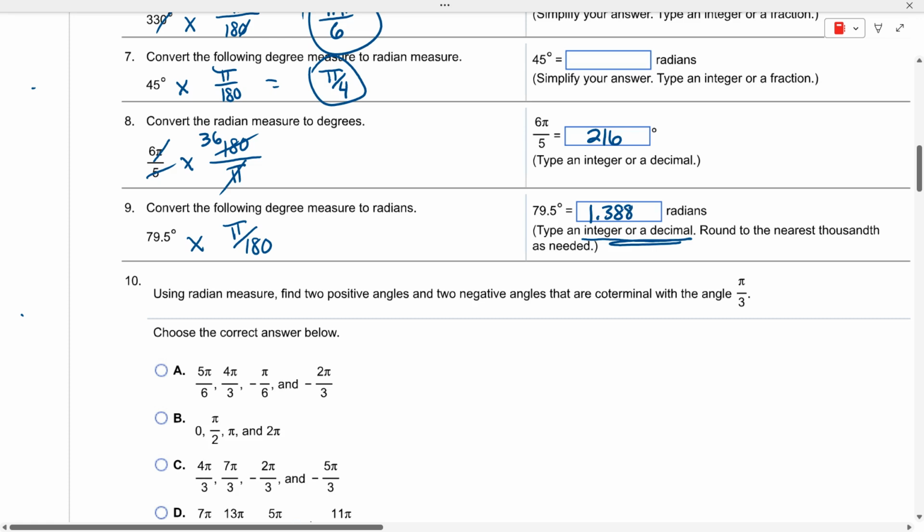1.388 radians. Sounds good to me. That should be about right. No. Wait, just let me think. Yeah, that's right.